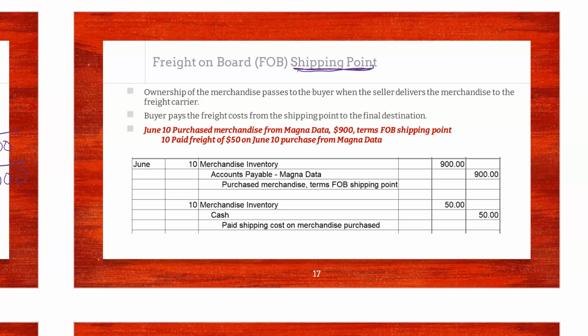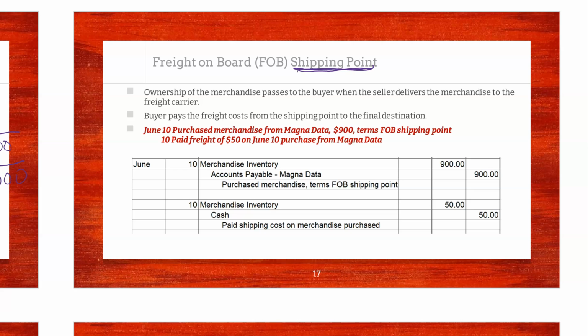And in this situation, when we talk about FOB shipping point, the buyer pays the freight cost. Okay? So on June 10th, merchandise from Magna Data was purchased. Terms FOB shipping point. So that means we know we're buying this and it's our responsibility to pay for the shipping.